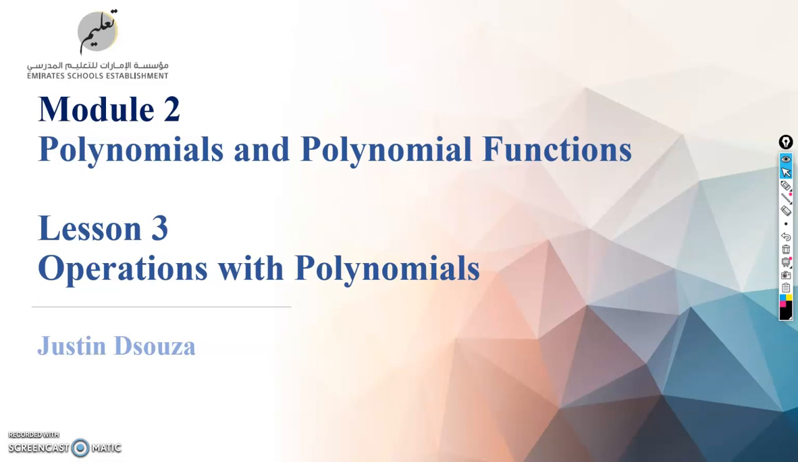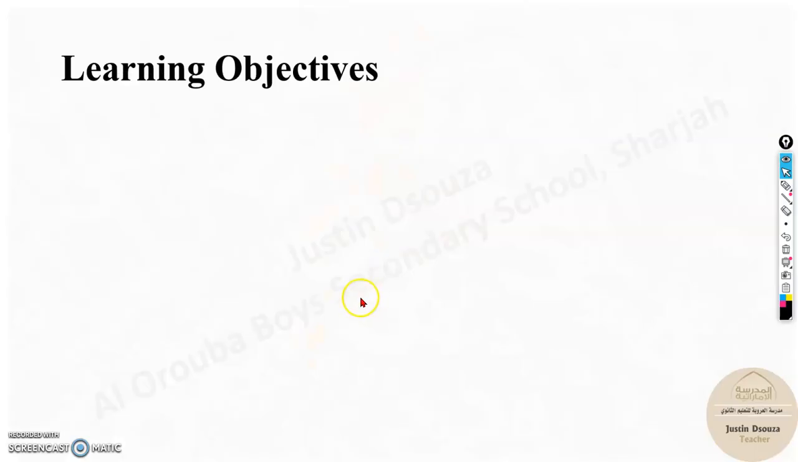Now we are back to lesson 3 in module 2. Lesson 3 is about operations with polynomials. We will look into the learning objectives. They are very short and simple. That is to add and subtract polynomials and then multiply polynomials.